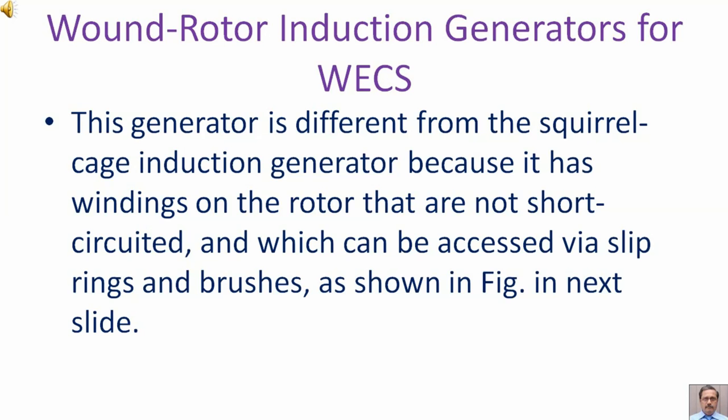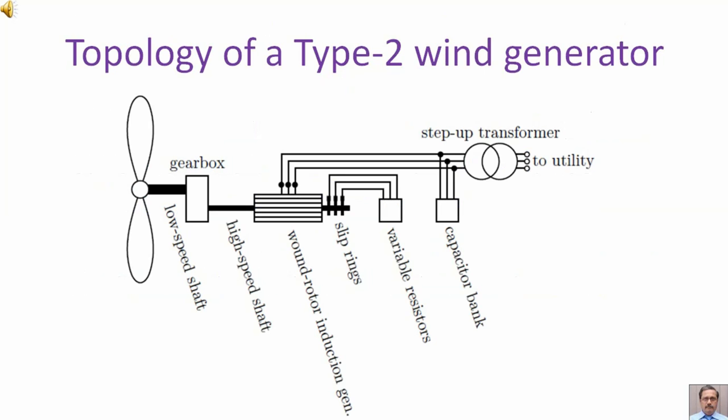This generator is different from the squirrel-cage induction generator because it has windings on the rotor that are not short-circuited and which can be accessed via slip rings and brushes, as shown in the figure in the next slide. Topology of a Type 2 wind generator.